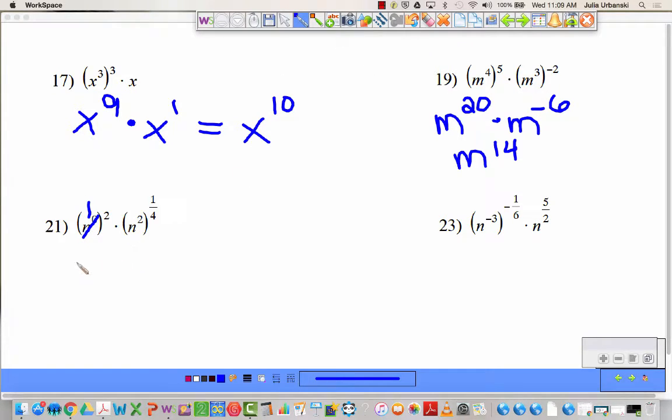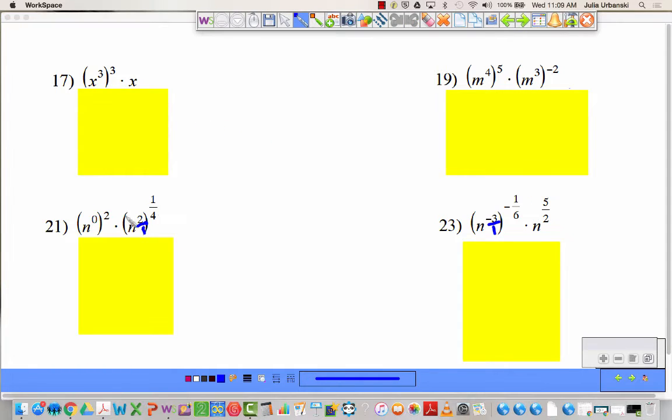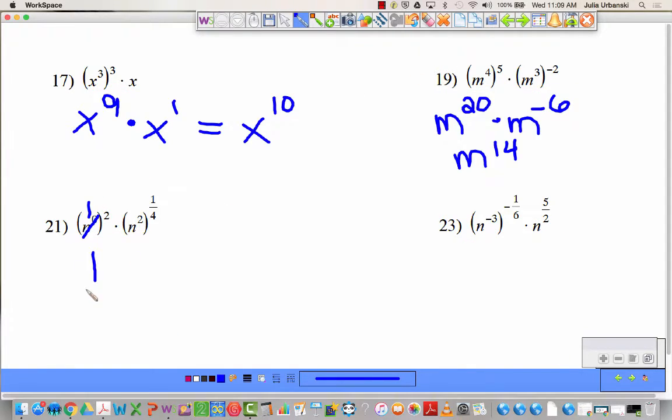Either way. What's 1 squared? 1. Okay, so that one's gone. If you do it that way, just hold on to this. If you make it n to the 0, 0 times 2 is 0, it's still going to be 1. So either way you do it, it's going to be 1 right there.